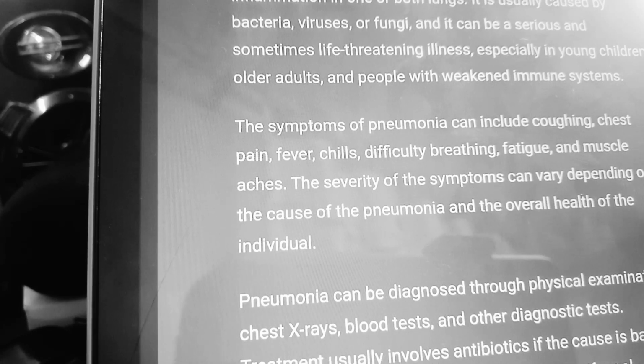Pneumonia is a type of lung infection that causes inflammation in one or both lungs. It is usually caused by bacteria, viruses, or fungi, and it can be a serious and sometimes life-threatening illness, especially in young children, older adults, and people with a weakened immune system.